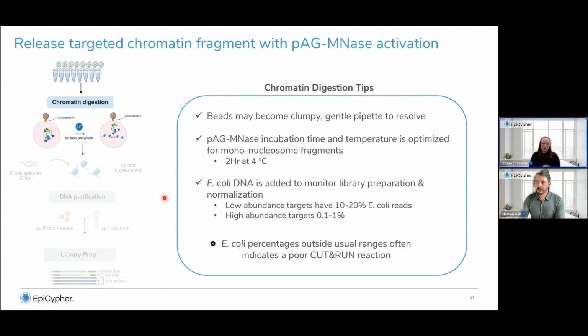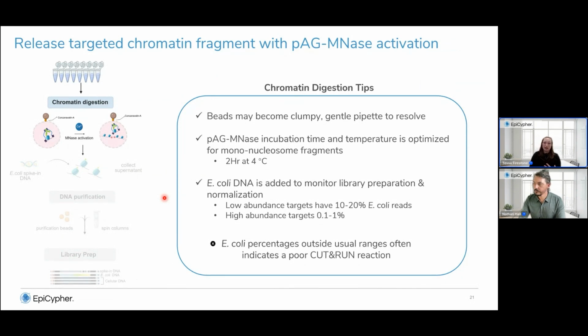The stop buffer chelates the free calcium ions to quench the pAG-MNase activity. And during the stop buffer addition, you can spike in E. coli DNA, which can be used to monitor library prep and be used as a normalization tool for analysis. You want to aim for 1% E. coli in the total sequencing reads.